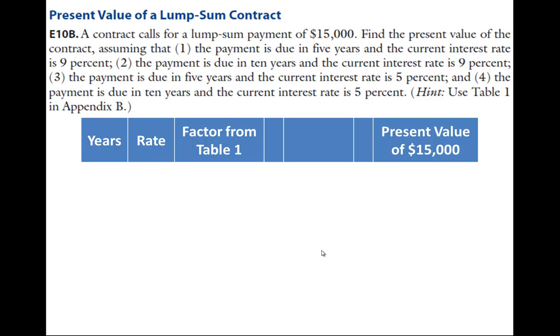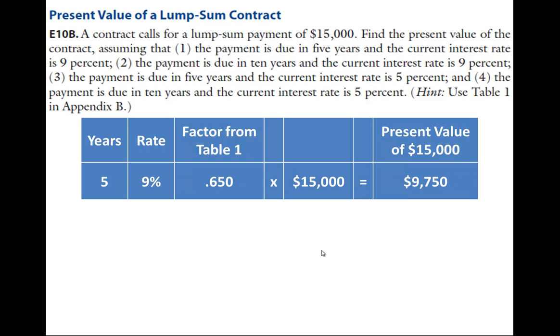For the first example, we're going to be looking at the years. We need to know how long, what rate this could be invested at, and then the information from Table 1. So for the first scenario, it says that our payment is going to be due in 5 years and the current interest rate is 9%.